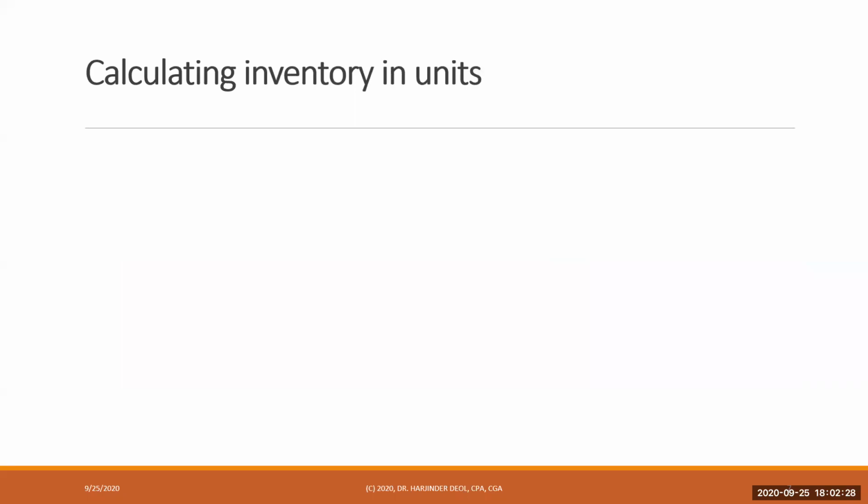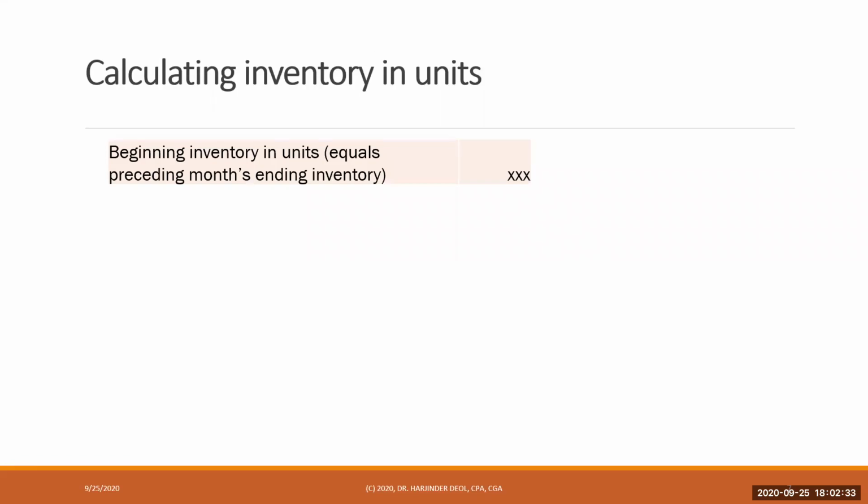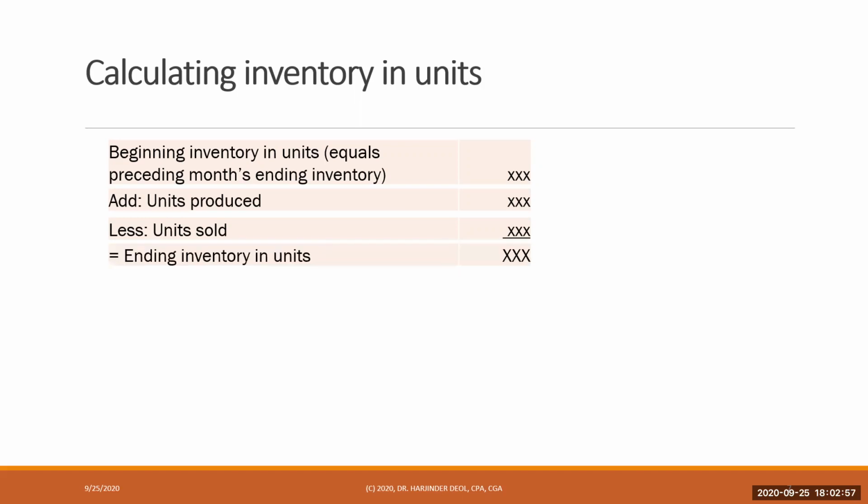Next, let's take a look at how to calculate the inventory in units. So you'll start with the beginning inventory in units for the current month. Essentially, that will be the preceding month ending inventory. To that amount, add the number of units produced in the current period and subtract the number of units sold in the current period. That will give us the ending inventory in units for the current period.